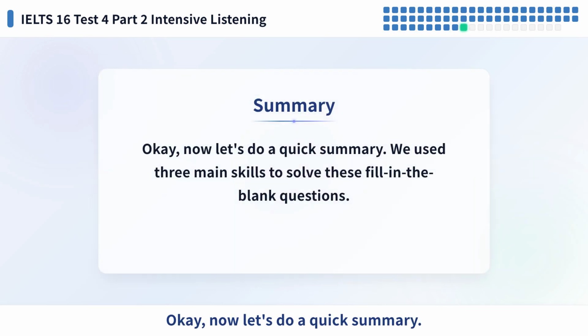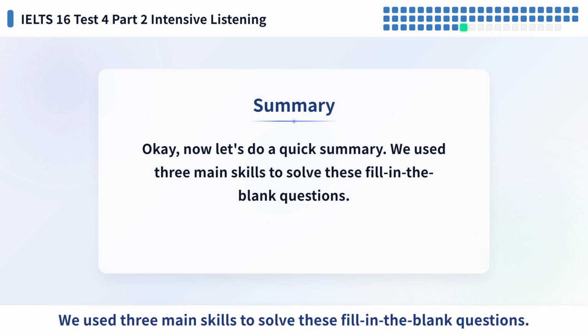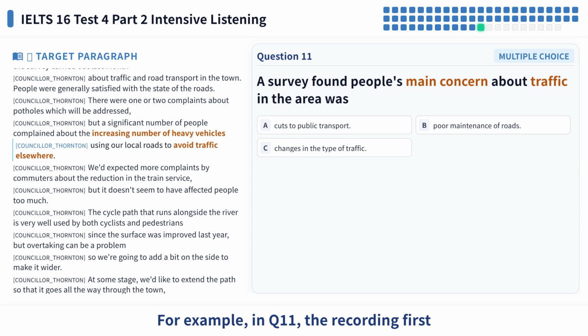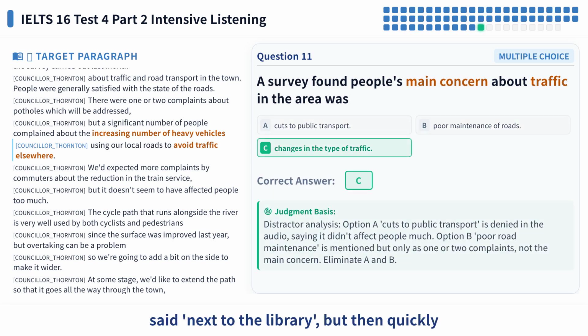Okay, now let's do a quick summary. We used 3 main skills to solve these fill-in-the-blank questions. Trick 1. Strong distractors and modifier shifts. The recording often gives wrong information first, then corrects it with a transition word. For example, in Q11, the recording first said, next to the library, but then quickly said, actually, it's opposite.